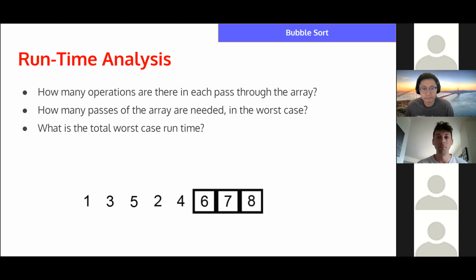For runtime, can we get a guess of how many operations are occurring in one iteration, one pass through the array?